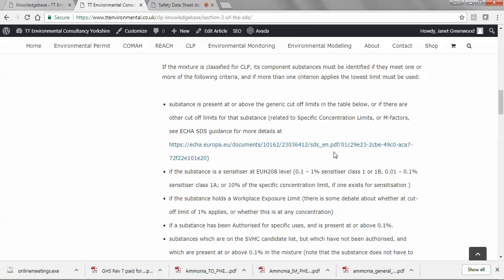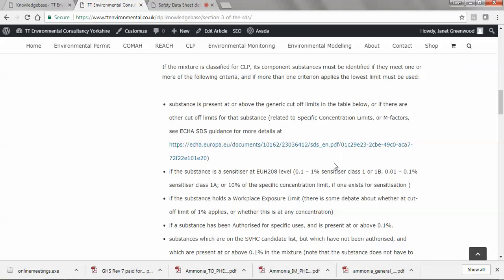And if the substance has a workplace exposure limit, it should be identified at this point. There's been some debate lately about whether or not there's a cutoff limit of 1% or whether it's in any concentration. So if you do have a component substance with a workplace exposure limit, the safest thing to do is to include that information full stop.